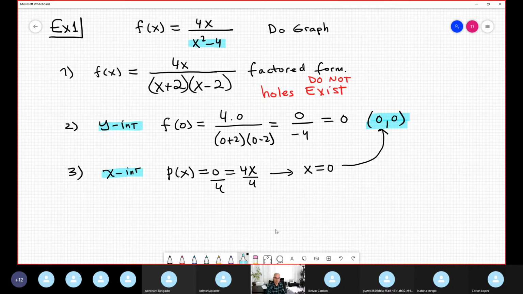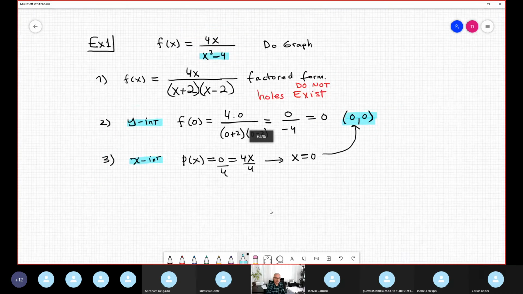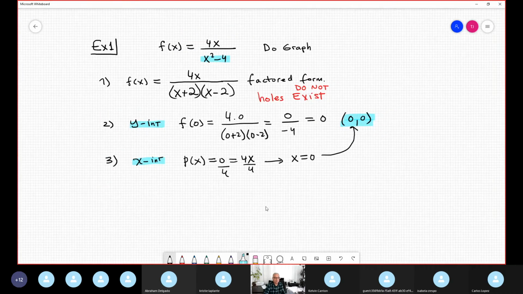Very, very important. What is the step number 4? Vertical asymptote. Very good. And what is the formula for finding the vertical asymptote? Q of X is equal to 0. Exactly. Q of X is equal to 0. And Q of X, I can use in this expression or this expression. What do you prefer? The original or the factored form?